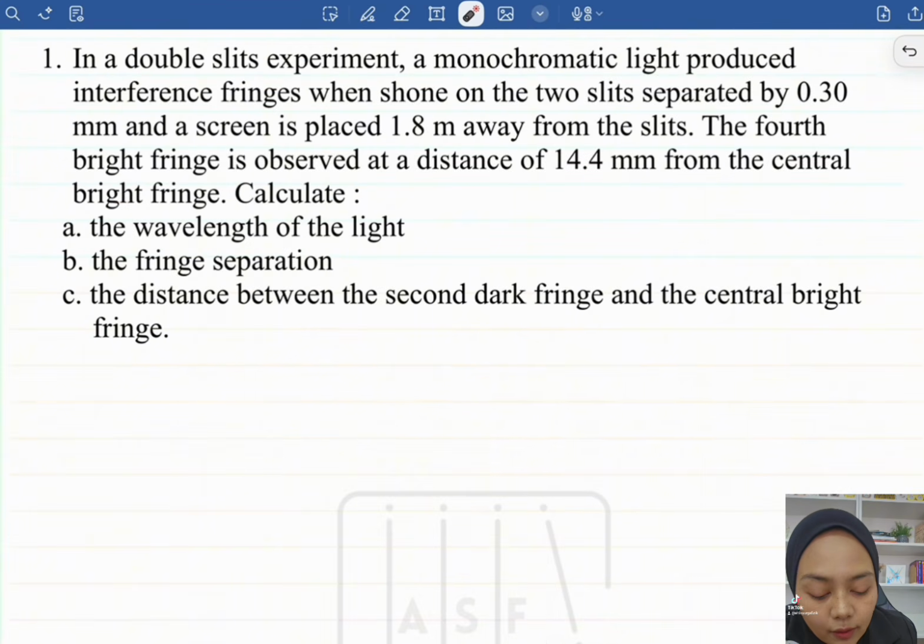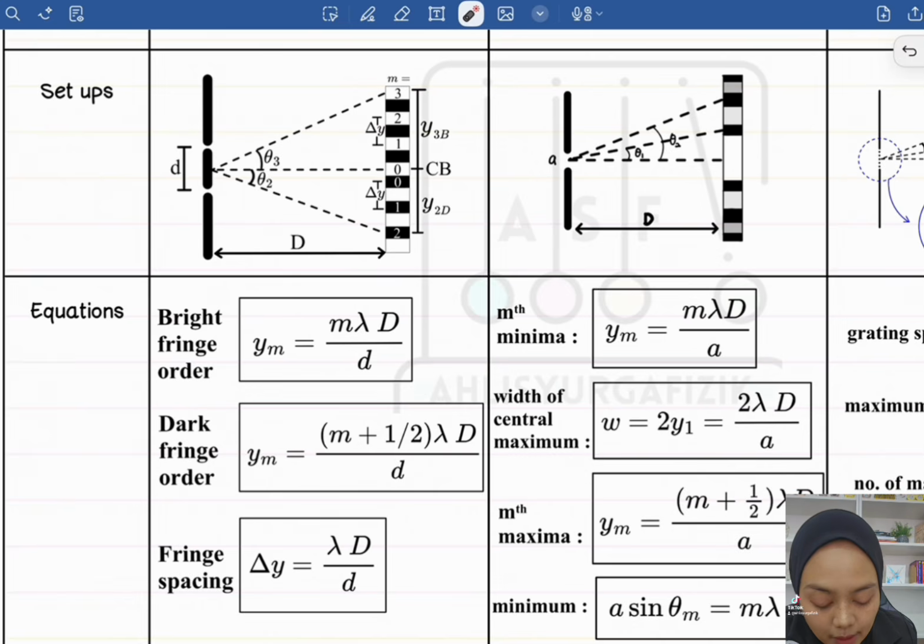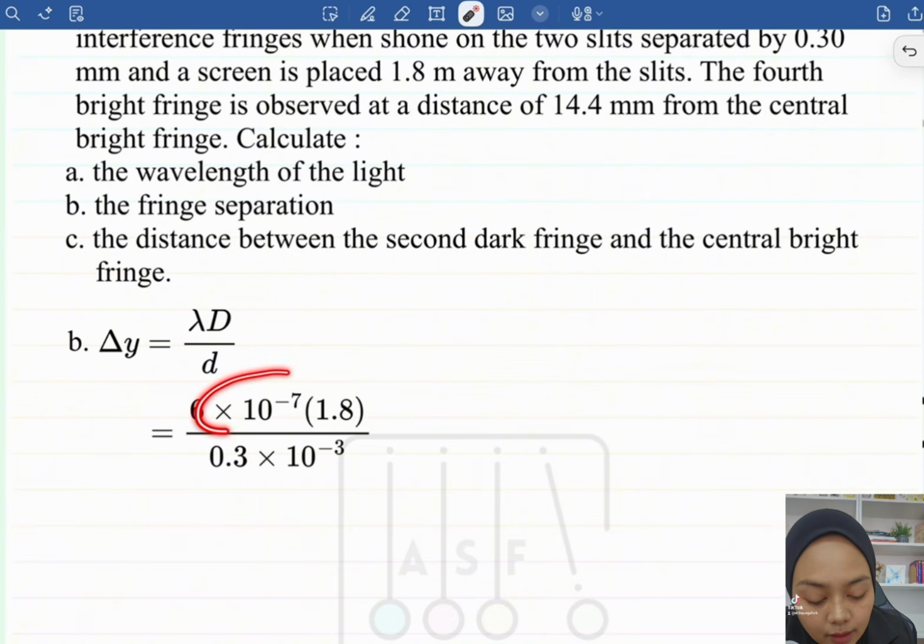Question B, asking for the fringe separation. If you look at our note, fringe separation is basically fringe spacing. So delta y equals lambda D over d. And then we just substitute the lambda, the D, and also the slit separation. And the answer is 3.6 millimeters.